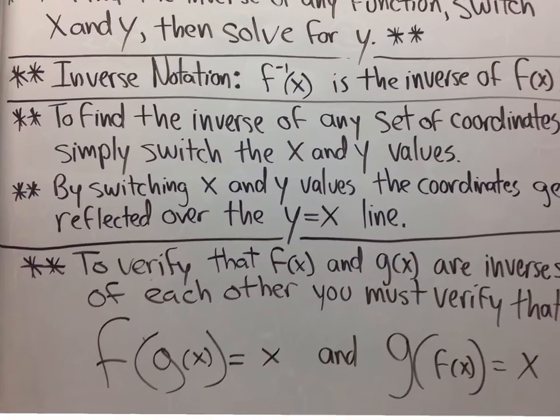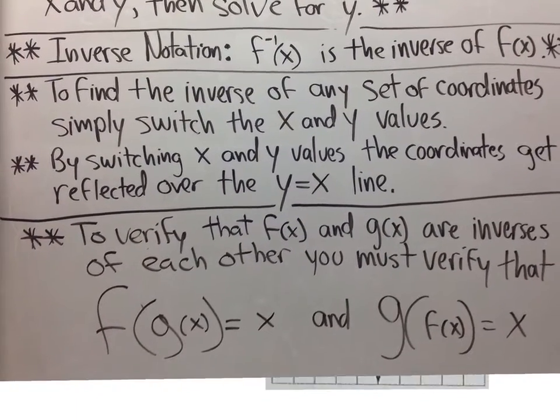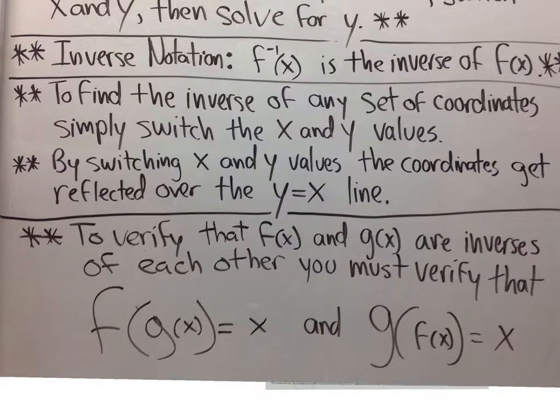And the next one says to find the inverse of any set of coordinates, simply switch x and y values. And also, by switching x and y values, the coordinates get reflected over the line y equals x. And that kind of makes sense, because if you're switching x and y, you're kind of saying that they're equal in value, y equals x. But we'll go over these in more detail in a couple of minutes.